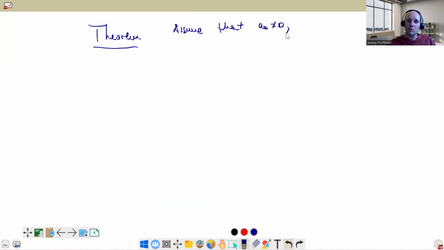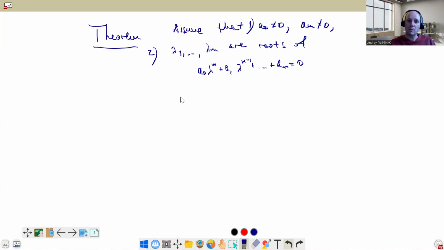Assume that a0 is not 0, am is not 0, and lambda 1, ..., lambda m are roots of the equation a0 lambda to the power m plus a1 lambda to the power m minus 1 plus ... plus am is 0. Also assume, so these are the assumptions, that these roots are different.